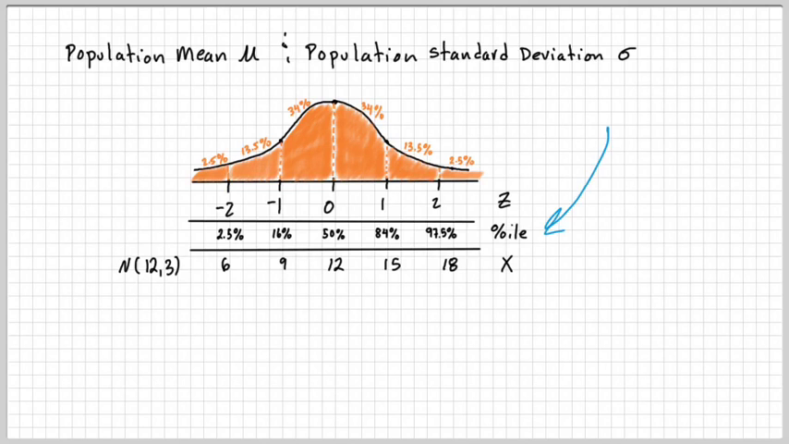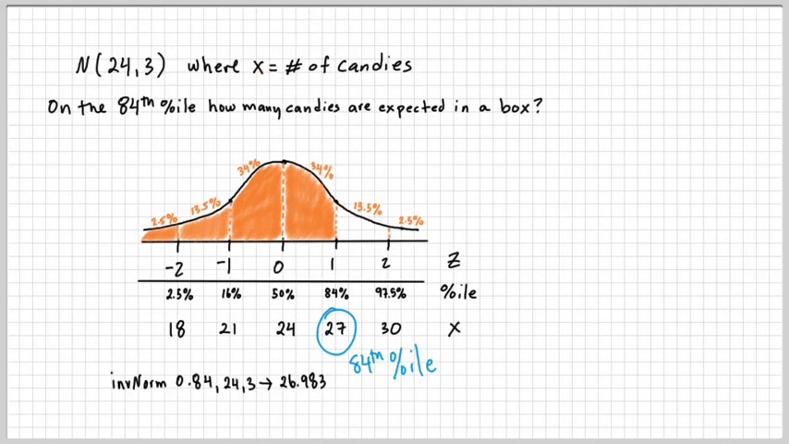Anyway, percentile is pretty neat because as you go from left to right, you can figure out the shading piece. And because of that, you can do this inverse normal. In this case, for the 84th percentile, they want to know what X is. The 84th percentile is right here, which matches to 27. That's the estimate. But when we use the inverse normal, we get an exact value of 26.983.